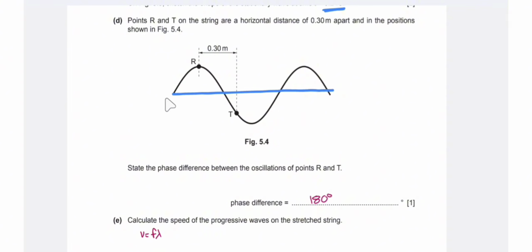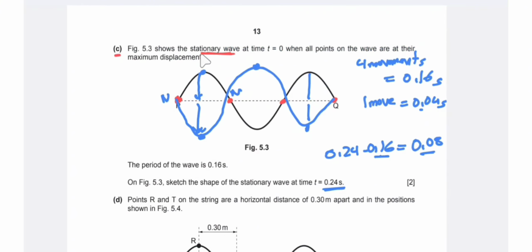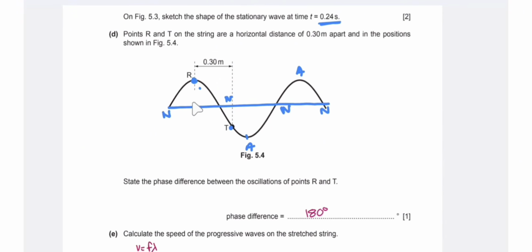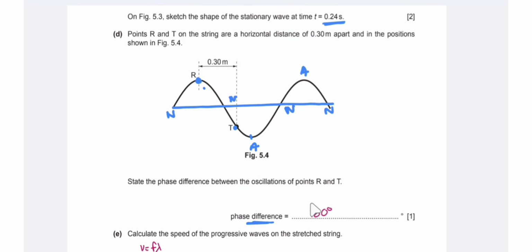Remember that this is a stationary wave. For a stationary wave, there are nodes, nodes, nodes, and nodes, and the topmost point is the antinode. As we can see, point R and point T are separated by a node. Since the points are separated by a node, the phase difference would be 180 degree. This is important: when two points are separated by a node, the phase difference is 180 degree. If the two points are within the same loop, the phase difference is 0 degree.